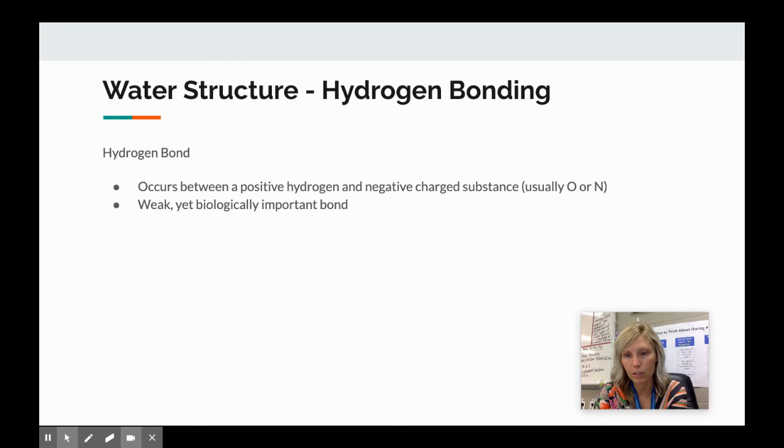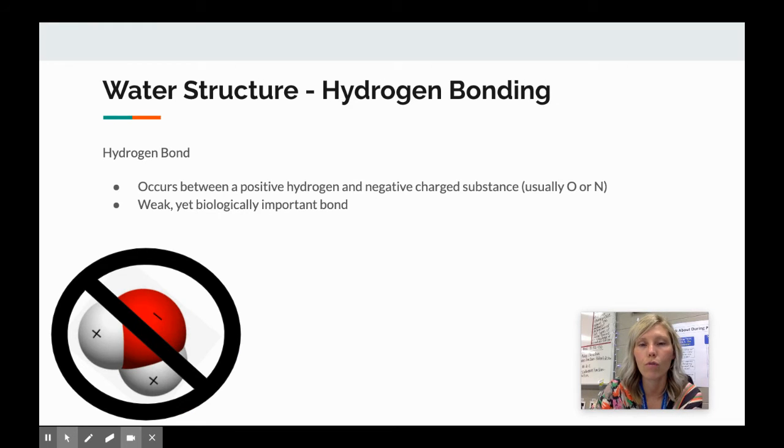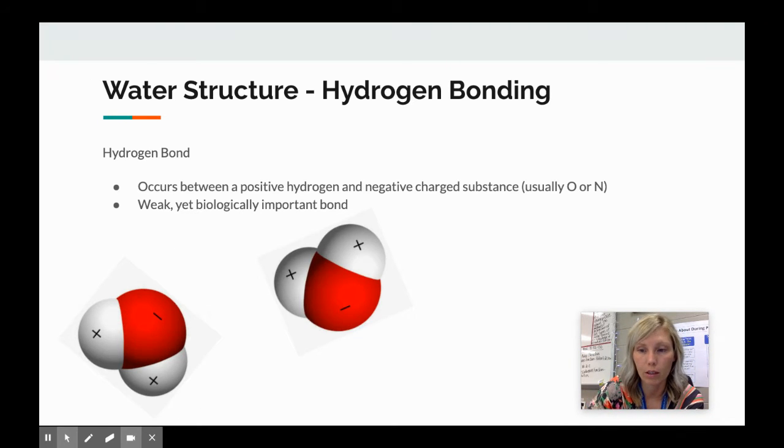Usually that substance is going to be oxygen or nitrogen, but it doesn't have to be. These are really weak bonds, but they are among the most important bonds in biology, and they will be repetitive in our course. So here's a picture of what a hydrogen bond is not. Please do not associate a hydrogen bond with one water molecule because it's not there. Instead, those are polar covalent bonds within one water molecule. A hydrogen bond is going to be between water molecules.